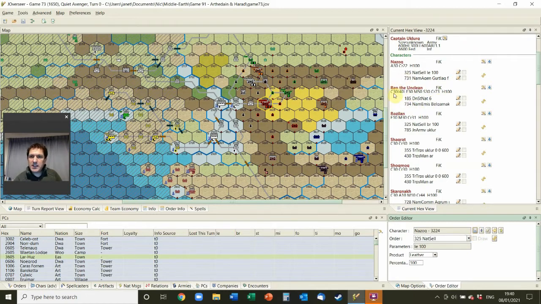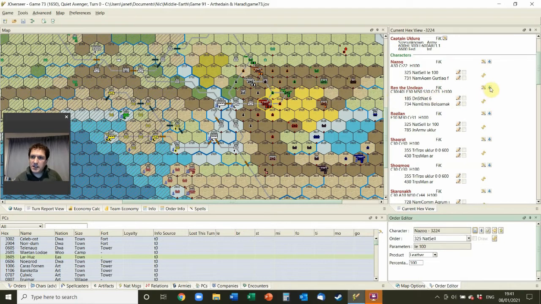Here you can see a multi-classed character because they're a Nazgul. So they've got command rank of 30. The 40 in brackets is because they have an artifact that boosts their command rank. E30, so emissary rank 30, M50, so mage rank 50, S30 means they have a stealth artifact.